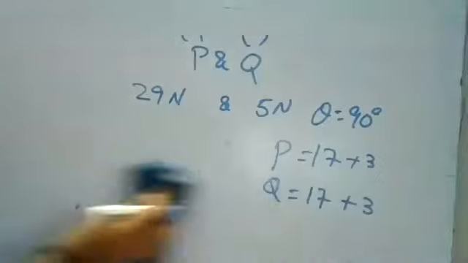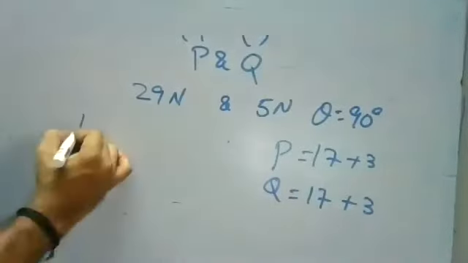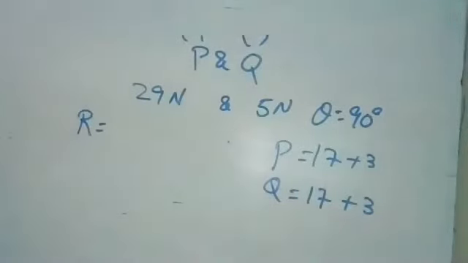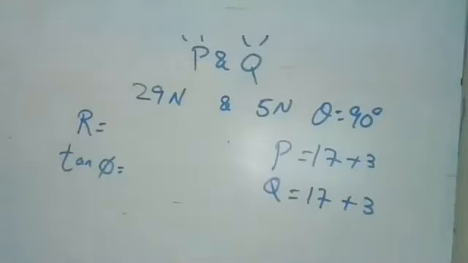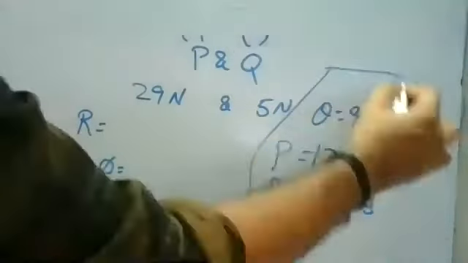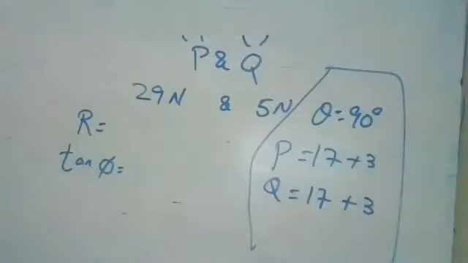So we need to find the resultant R, find it, and then we need to find tan phi. They have given it is a right angle triangle, and we need to add plus 3 Newtons for both. We need to find the resultant and tan phi. Find the value of the resultant.